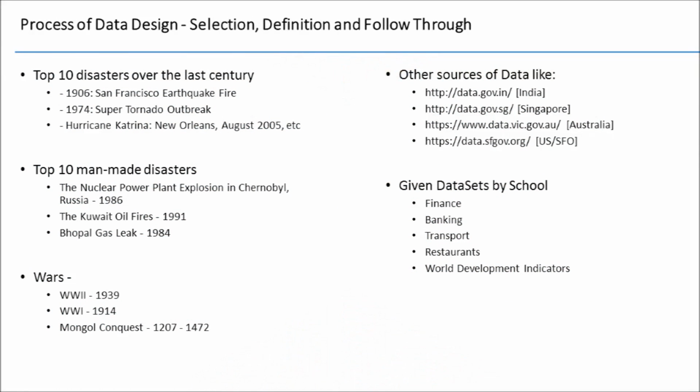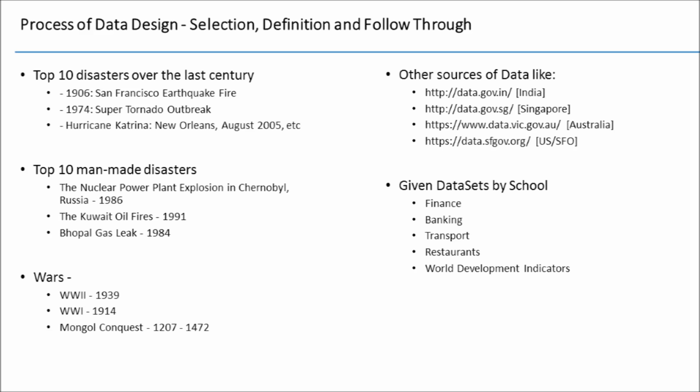We looked at various processes for data design, selection, definition, and follow through. These were many of the data sets that we looked at, like top 10 disasters or wars. In some cases, there were no standards and authentic data available. In other cases, the data was not accurate and different sites had different data, making it difficult to choose a specific topic. In some, there was no time series available, and so the representation in Tableau software would not work out properly.